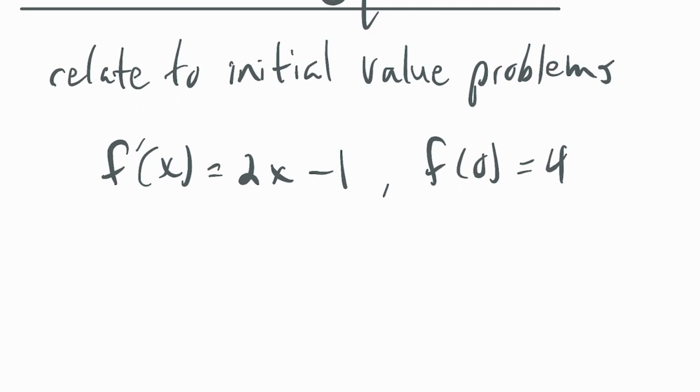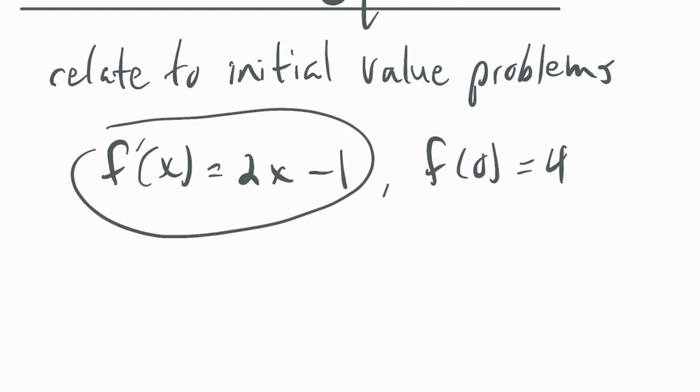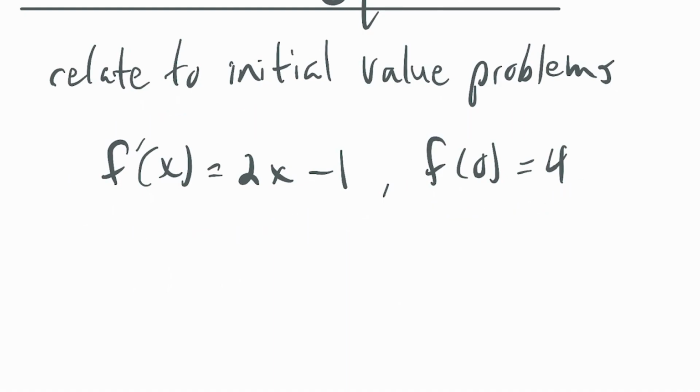And basically, when you're given a derivative function and what's called an initial value, f of 0 was 4, right? Here's the derivative, and here is some value of it. Well, we can work backwards through an antiderivative to find the original function. So f of x is going to be the antiderivative of f prime of x, 2x minus 1.